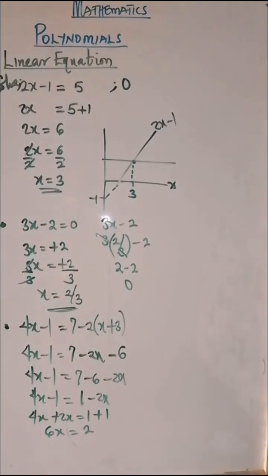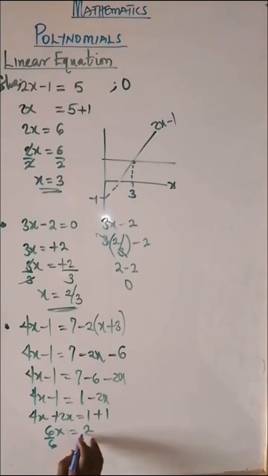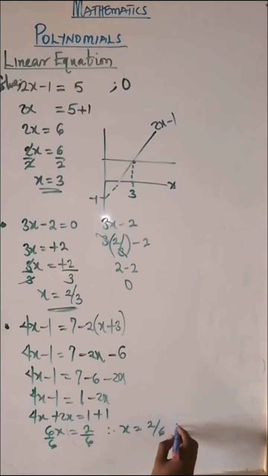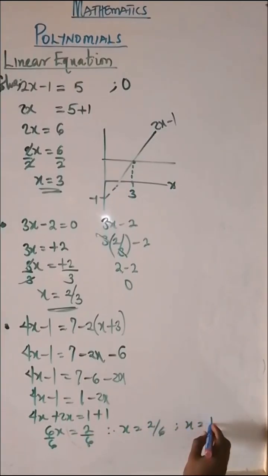To be able to get the value of x, we have to divide both sides by 6. So I will do divided by 6, divided by 6. So therefore it means x equals 2 over 6. 2 is common, 2 into 2 is 1, 2 into 6 is 3. So the value of x for this particular equation is 1 over 3.